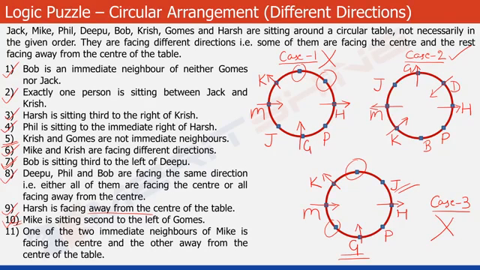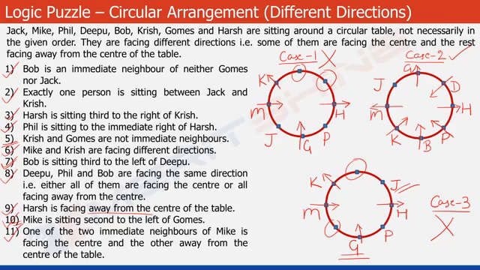Okay, look at statement 8 now. It says that Deepu, Phil and Bob are facing the same direction. So either all of them are facing the center of the table or all of them are facing outside. Now we already know that Deepu is facing the center of the table. It means that Phil and Bob would also be facing the center of the table. So let's do this here. Right. And now there is just one statement left.